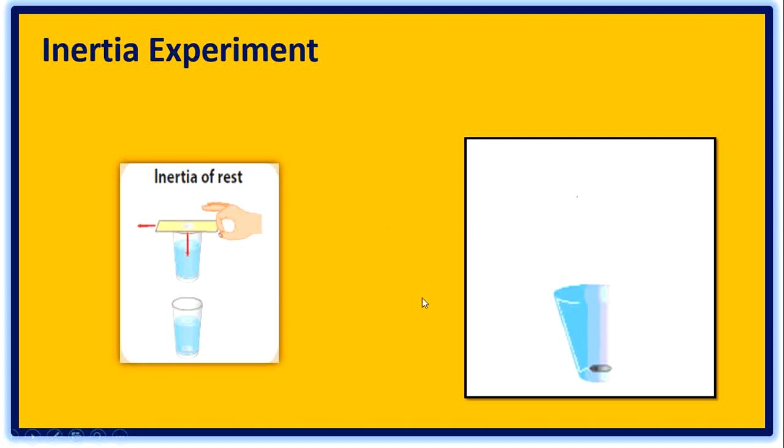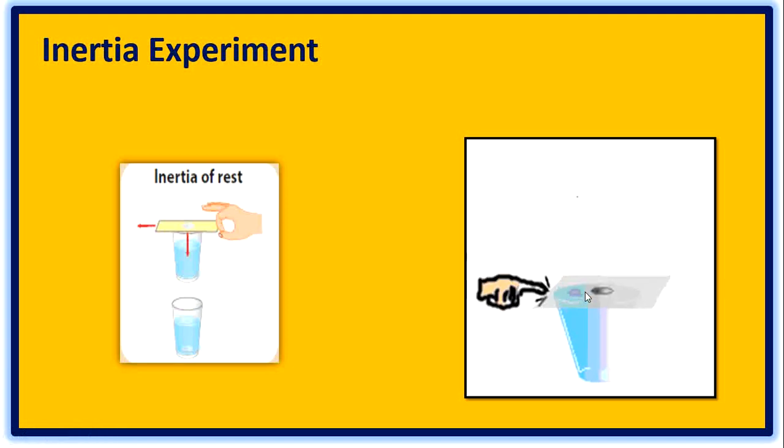So this activity shows that the inertia of the coin keeps it in the same state of rest when the cardboard moves. So the coin is in a rest position. When the cardboard has moved, the coin falls into the tumbler due to gravity. So this happens due to inertia of rest.